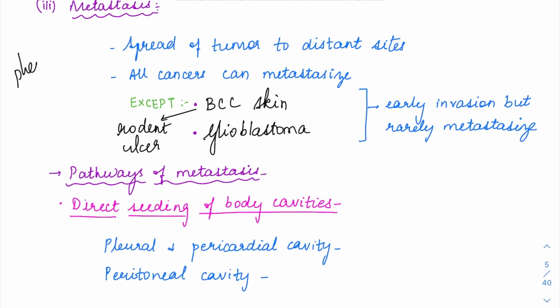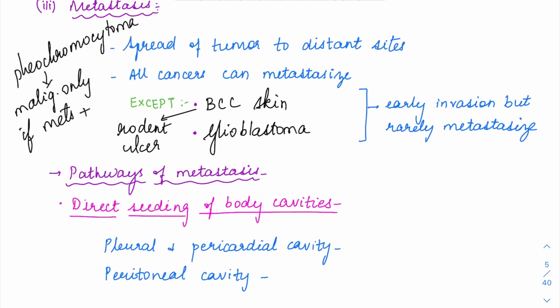And pheochromocytoma is a tumor of the adrenal medulla. You can call it a malignant tumor only when metastasis is present. Pheochromocytoma can be malignant only if metastasis is present.